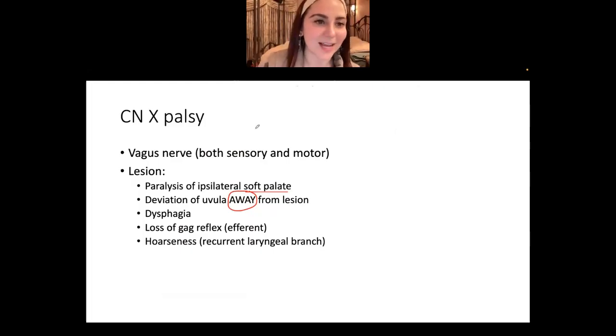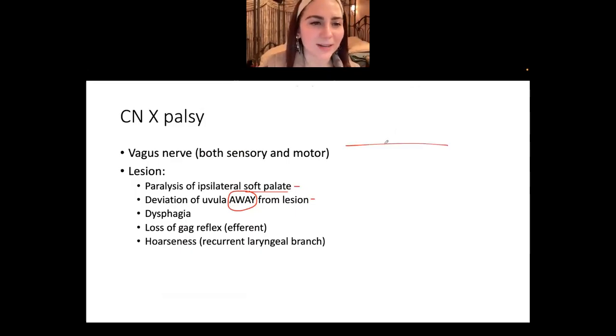Like, oh, which cranial nerve is that? Is it the left or is it the right? So basically what they're saying is if you have a cranial nerve 10 lesion on the left, you'll see paralysis of the left soft palate, but then you'll see the uvula, if you look at the uvula in the back of the throat, deviate to the right. It deviates away from the lesion.